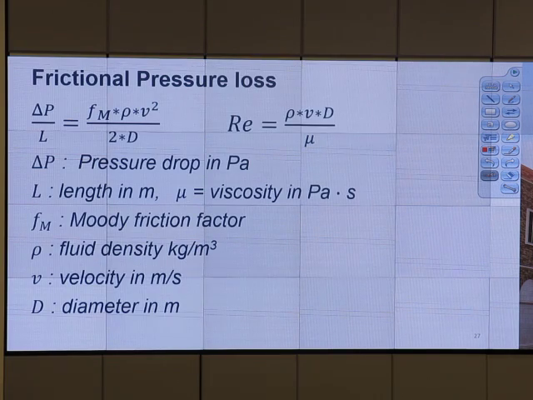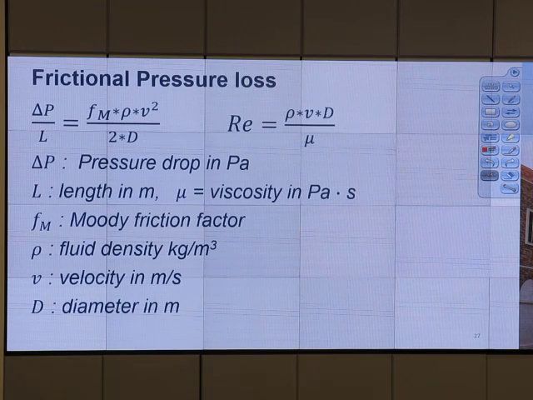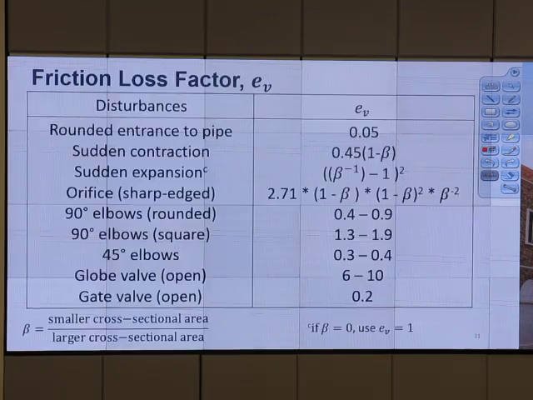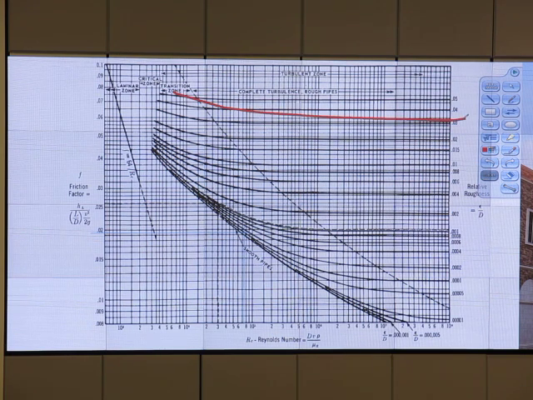You good at the C factor? So roughness makes some difference in pressure drop for turbulent flow. Laminar flow, oh, I don't have the chart. Okay, look at this chart. Laminar flow is this line, regardless of the roughness. But if you have turbulent flow, you have a different line for different roughness.